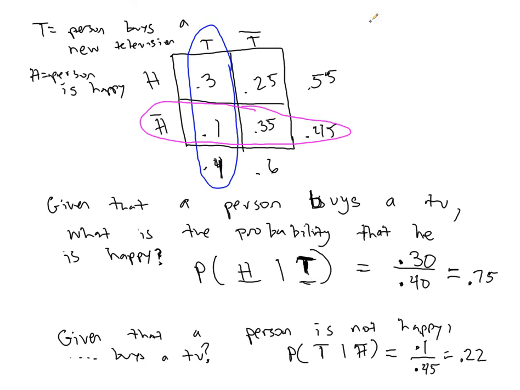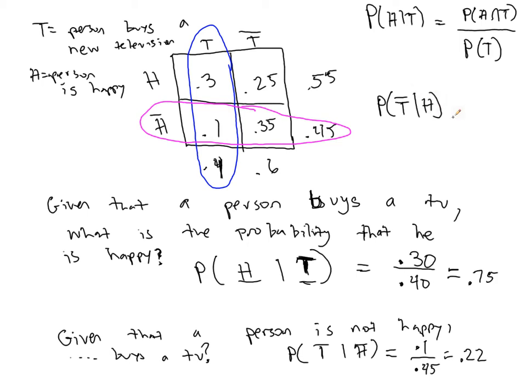Given that you're in one group, so when we did probability of H given T, we took the probability that a person is happy and buys a TV, which was this guy here, and we divided it by the column total, which was 0.4, the probability simply that you buy a television. So we could answer any array of questions. Let's do one more. The probability that you don't buy a TV given that you are happy.